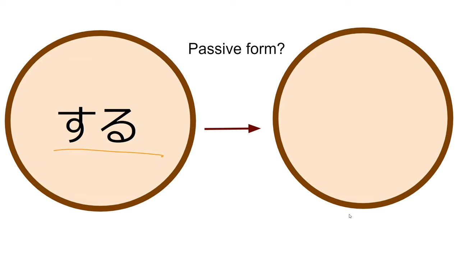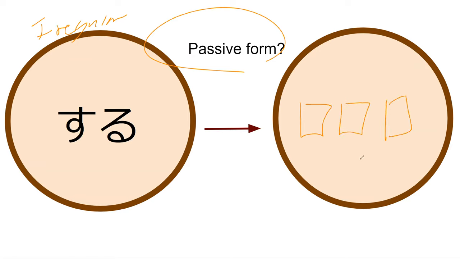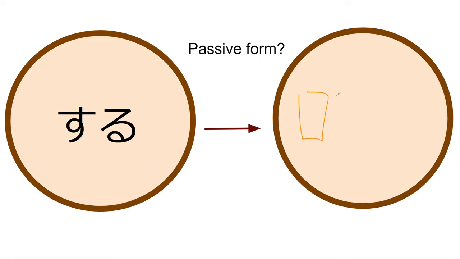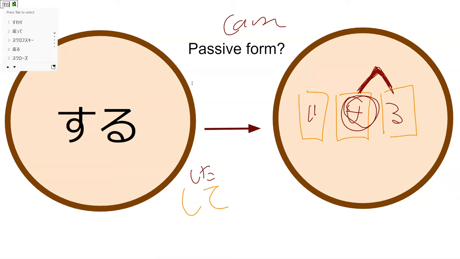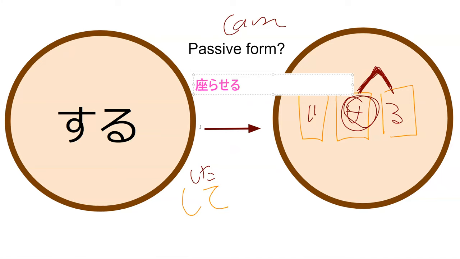What is the passive form of suru? Remember, suru is irregular. You either know it or you don't. Passive is like being acted on. Shite is the continuous form, the conjunctive form. Shita is the past form. Do you know how passive form always ends? We saw causative. Seru. So that's a good guess. Se is actually causative form. We just saw causative form with suwaraseru. Remember? Yes, seru is the causative form of suru. So that raseru is causative.